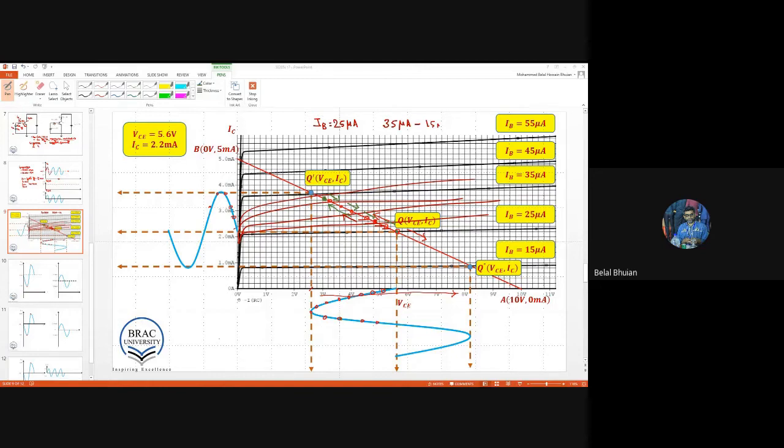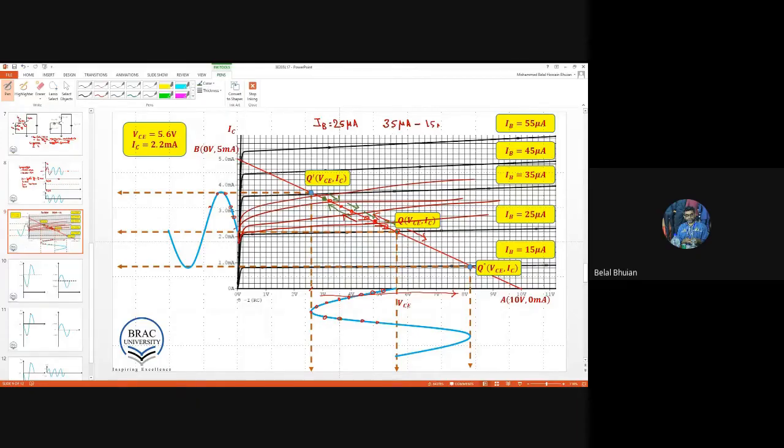So we found out that the Q point is moving along the load line. The DC Q point is fixed, but the AC Q point is moving along the load line. Why? Because the base current is changing between 15 microampere to 35 microampere.